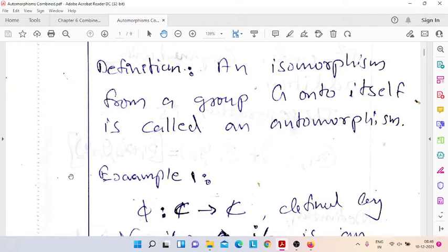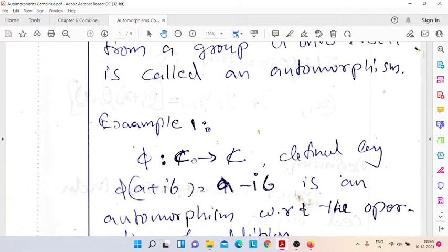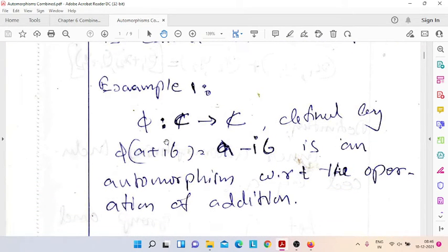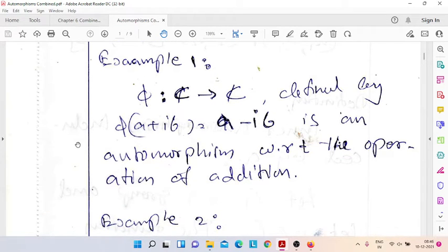See some examples. First example, we define an isomorphism from C to C. Phi is defined from C to C. It is defined by phi of a plus ib equals a minus ib.